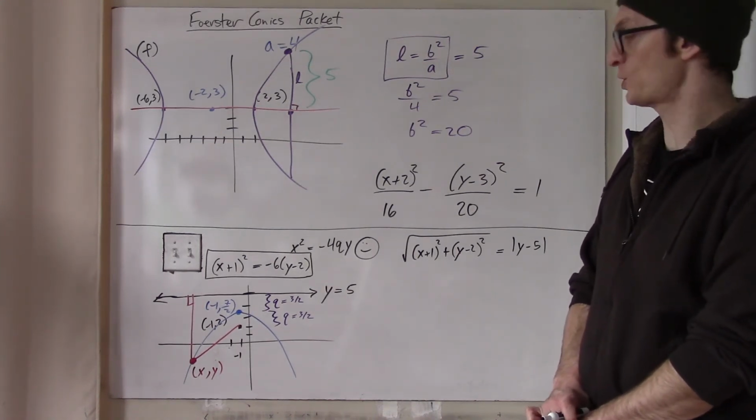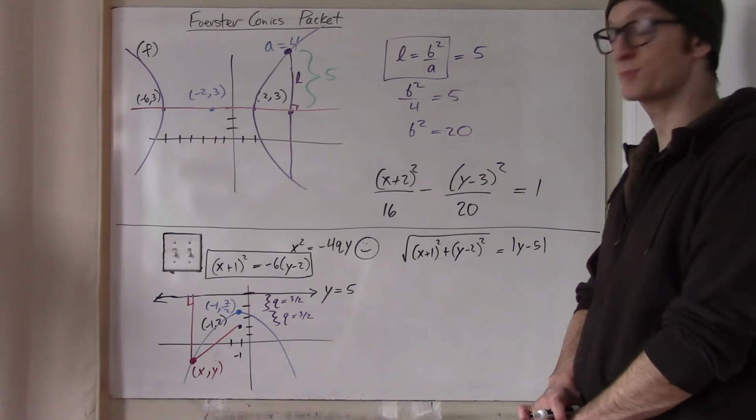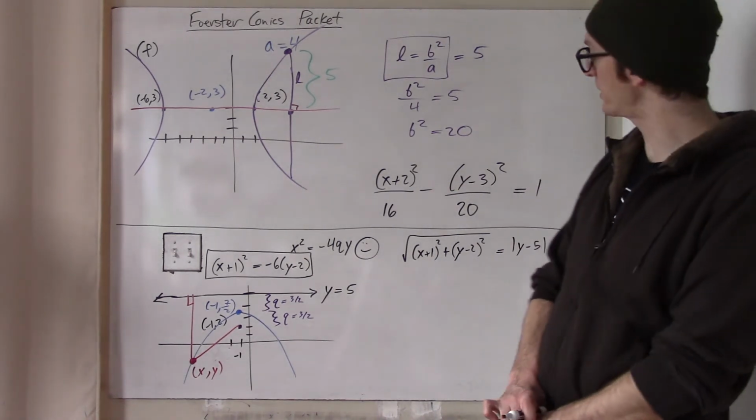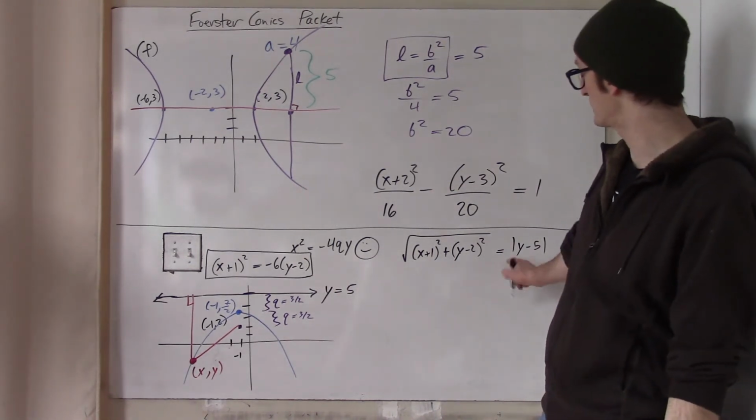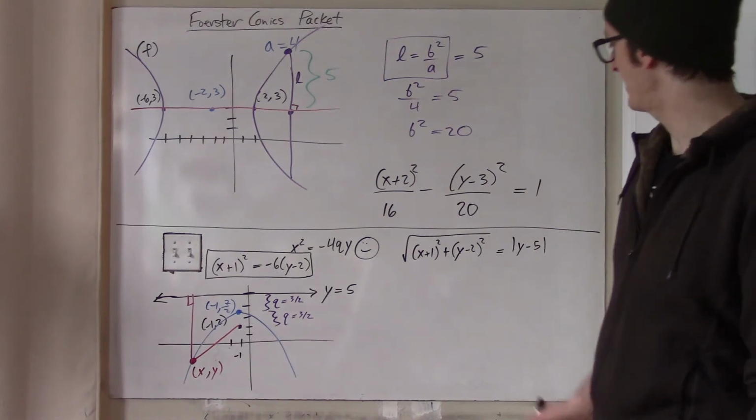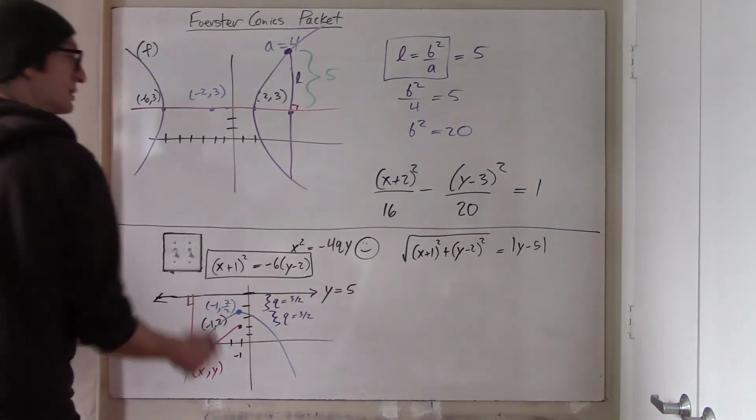That distance to focus over distance to directrix is the eccentricity. It's a parabola, so in this case the eccentricity is 1. So therefore the ratio is 1, and they're just equal to each other. And if I just do out the algebra, I should get this.